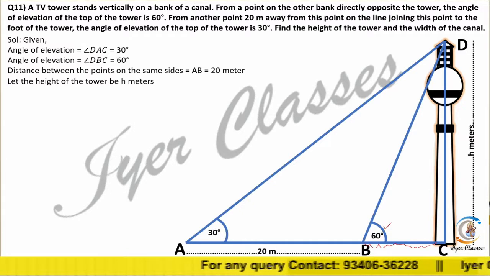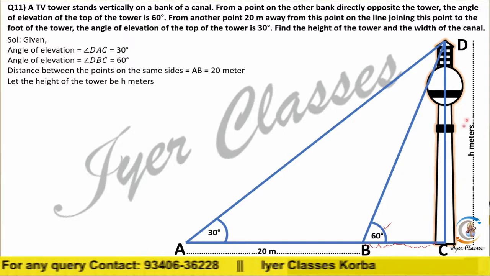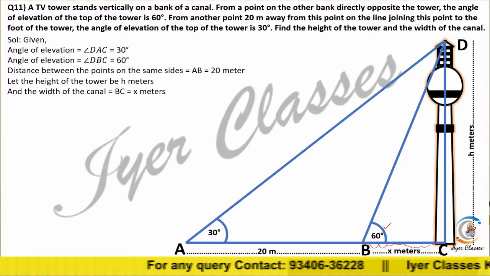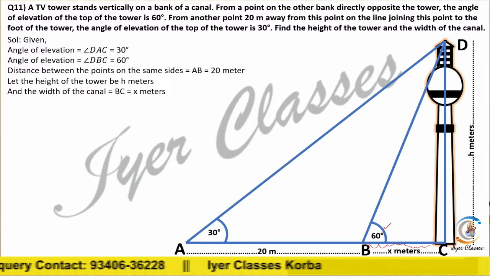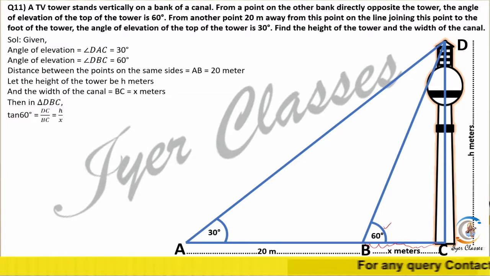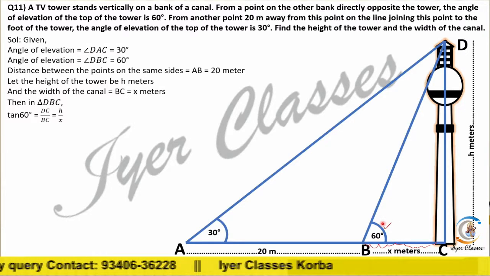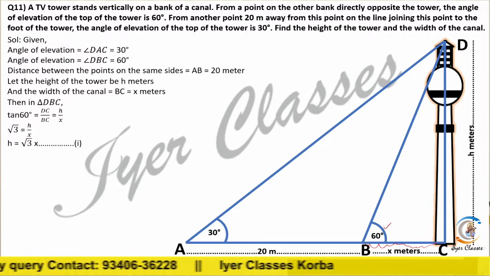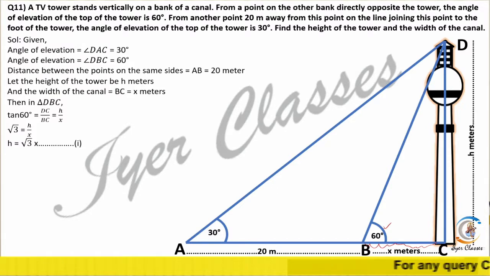Okay, now let the height of the tower be h meters, and the width of the canal, which I don't know, should be equal to x meters, right? Now consider the triangle DBC, the triangle with the angle of 60 degrees. You know tan 60 is equal to perpendicular DC by base BC, so that is equal to h by x. We know the value of tan 60 is root 3. So, root 3 is equal to h by x, or h is equal to root 3 times x. Mark this as equation number 1.